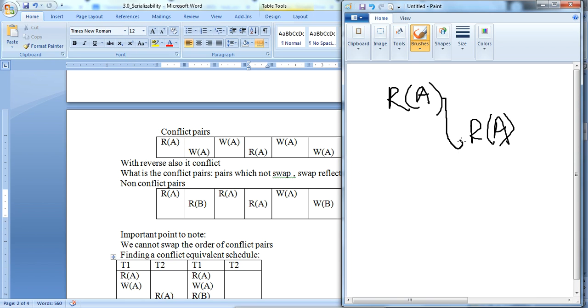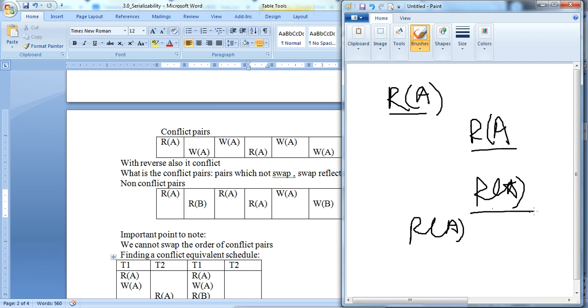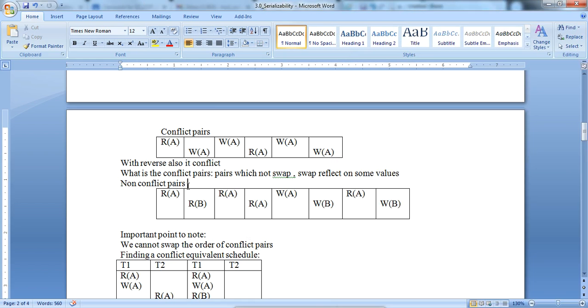If we swap it, like change the sequence, so this one is first read by T2 and then read by T1. Initially T1 reads, then T2 reads. Now T2 reads, then T1 reads. If we swap this, it does not reflect any change. That's why it's a non-conflict pair.